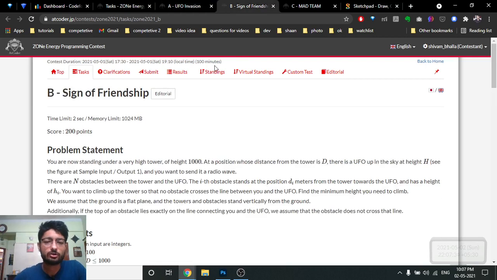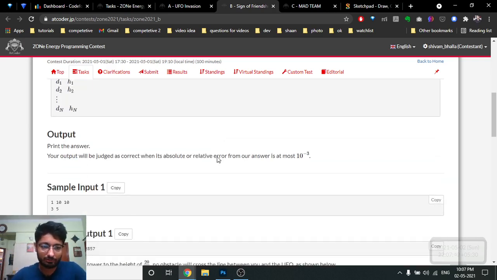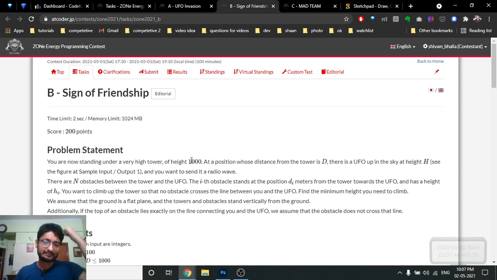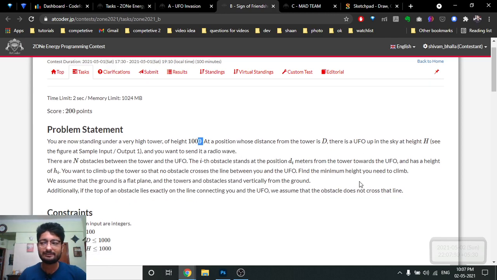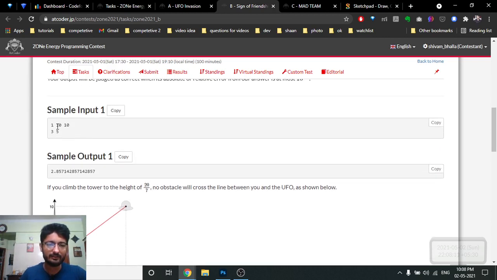Okay, so the second problem. To understand this problem, you actually have to draw it out to make it more clear. I'll tell you with the example only. It states that there is a tower of height 1000, you can assume 1000 meters, and then in this problem there are different UFOs. The UFO is at a distance d and height h. So as you can see, there are different UFOs. This is one UFO, this is a tower, and this UFO is at a height 10.